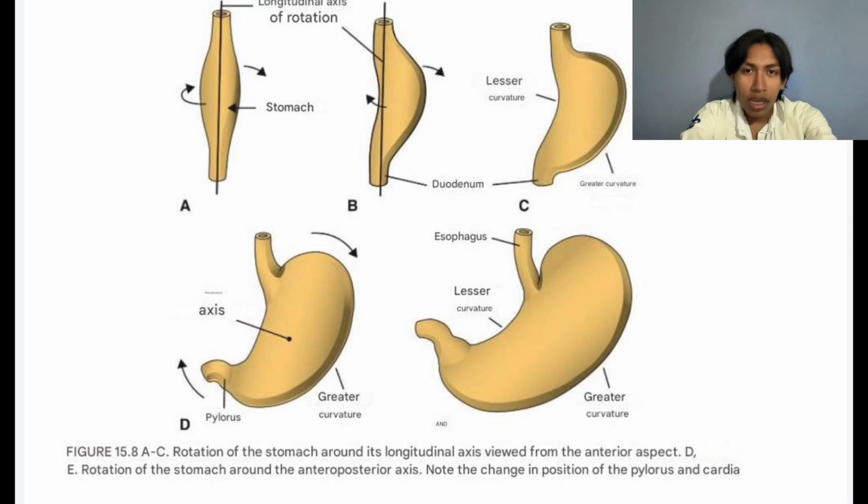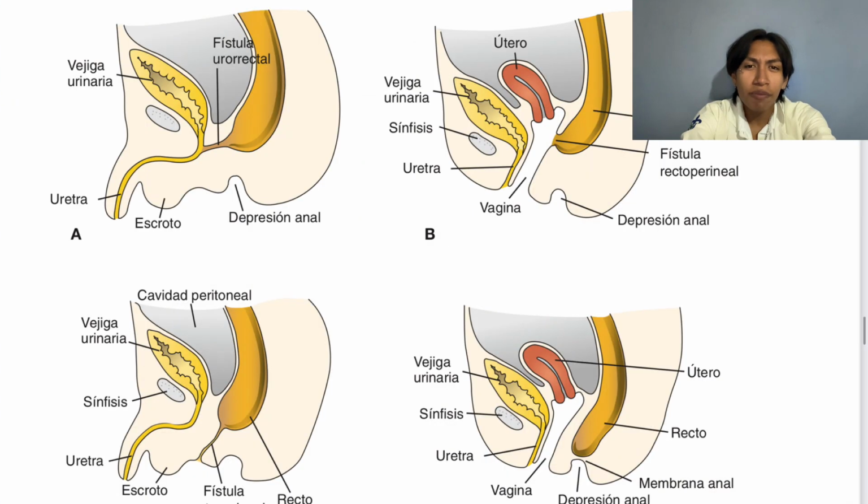Next, each region is associated with a specific arterial supply. Number one, the celiac artery for the foregut, two, the superior mesenteric artery for the midgut, and three, the inferior mesenteric artery for the hindgut.